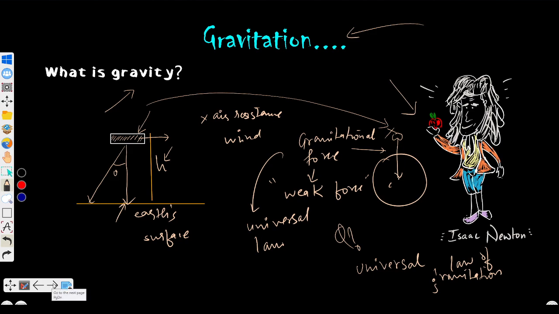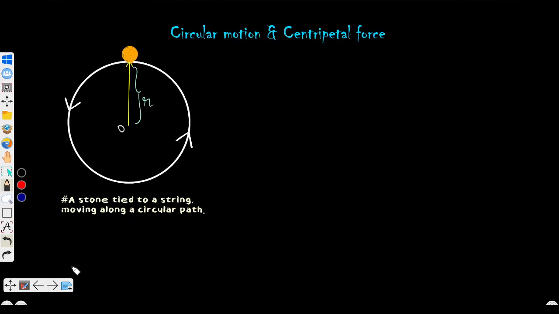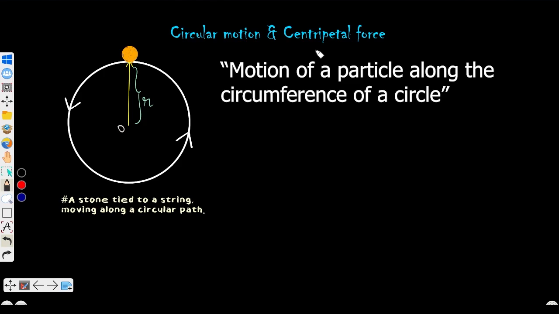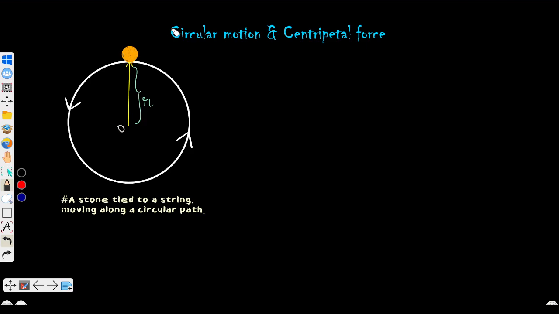So without wasting much time, we'll move on to the next topic, that is circular motion. Now, to understand circular motion, I'll give you a simple definition. The motion of a particle along the circumference of a circle is known as circular motion. If you observe this diagram, if you observe this yellow ball, assume this to be a particle. If this particle moves along the circumference of a circle, I have drawn a circle. If this ball moves along the boundary of this circle, then I will say that this particle or this object performs a circular motion. I hope this is clear to you.